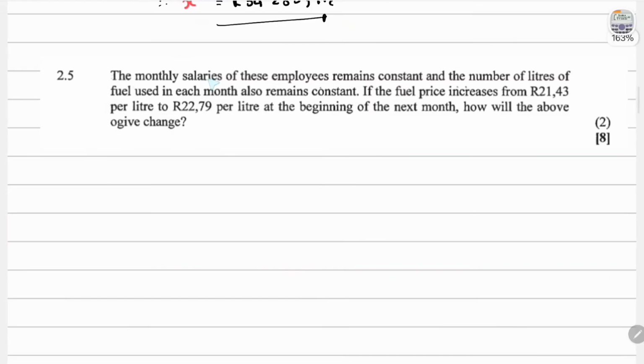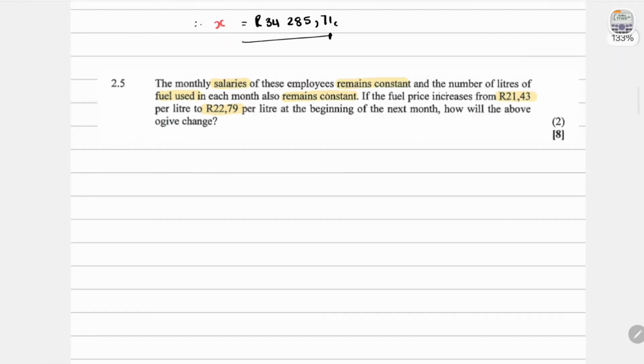Question 2.5 says, the monthly salaries of the employees remain constant. So salaries remain constant. And the number of liters of fuel used each month also remains constant. If the fuel price increases from 21 Rand 43 cents per liter to 22 Rand 79 cents at the beginning of the next month, how will the above ogive change?